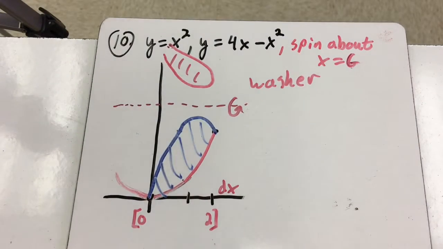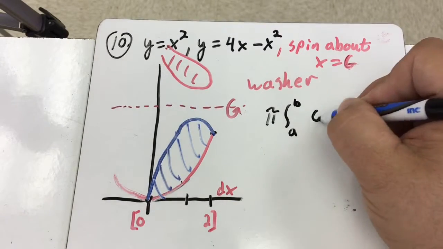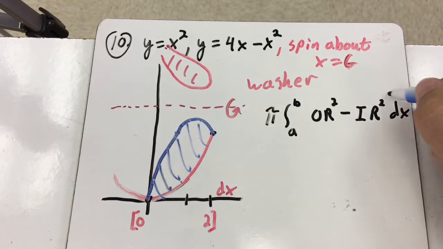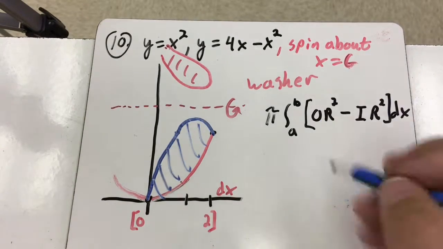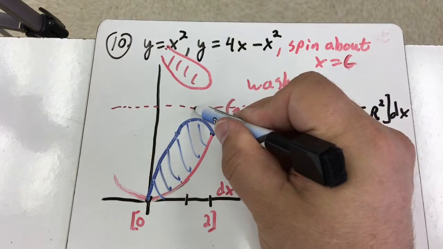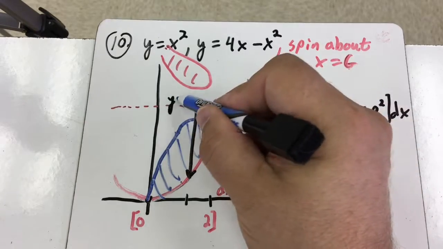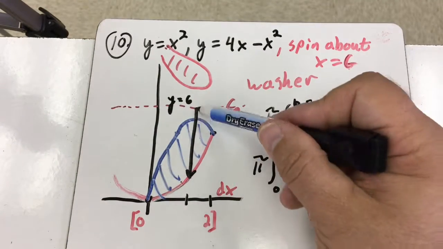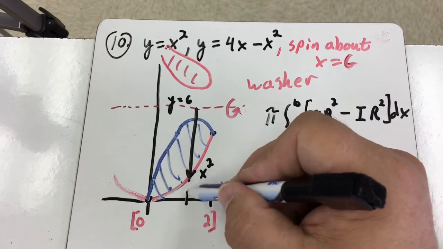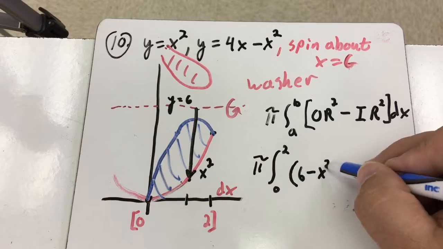So the general formula for the washer formula would be pi from a to b of the outer radius squared minus the inner radius squared with respect to x. So my a to b is 0 to 2. My outer radius is from this curve, or this line, to this curve. And since this is y equals 6, this distance here is less than 6. How much less than 6? It's x squared less than 6, because the distance from here to here is x squared. So that outer radius is going to be 6 minus x squared.